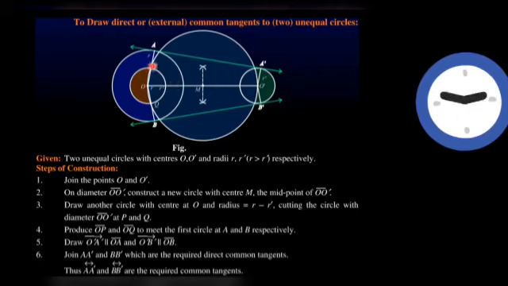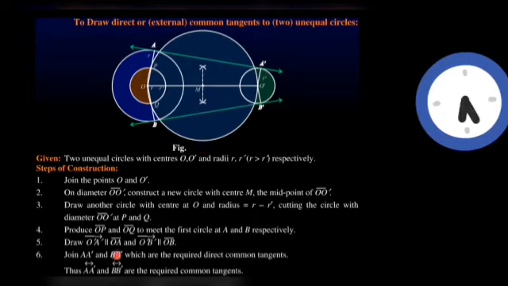This circle cuts the bigger circle with diameter O prime at P and Q, at this point P and this point Q. Now we produce OP and OQ to meet the first circle at A and B respectively. So we produce OP like this, and OQ like this. It meets the first circle, the circle with center O, at points A and B.